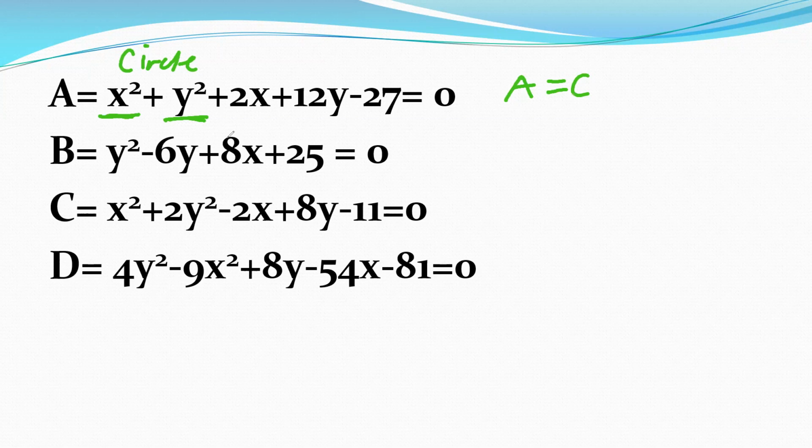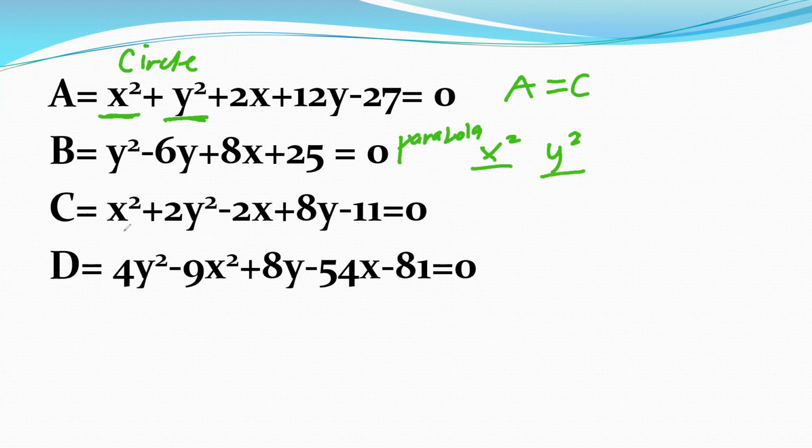Okay? So, for letter B, kung mapapansin mo, nawawala si x squared. Tandaan, pagka nawala si x squared or y squared, isa lang yung present sa kanila sa equation. Ang tawag sa kanya ay parabola. Okay? Isa lang yung pwedeng present sa equation ng parabola. It's either x squared or y squared. It depends on the opening of the parabola.